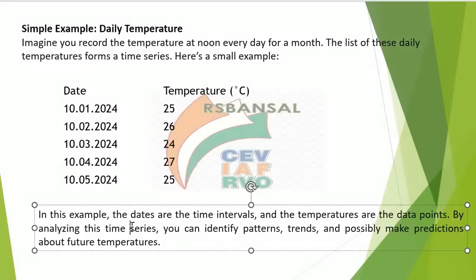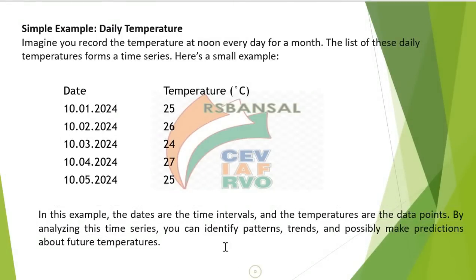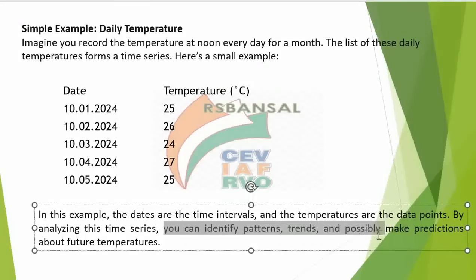By analyzing this time series, you can identify patterns, trends, and possibly make decisions about future temperatures. So time series are used for identifying patterns, identifying trends, or making future predictions.